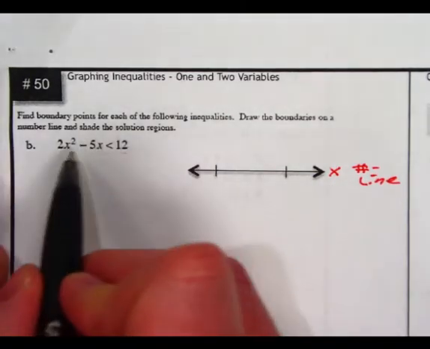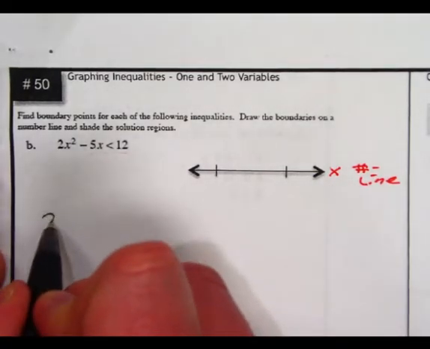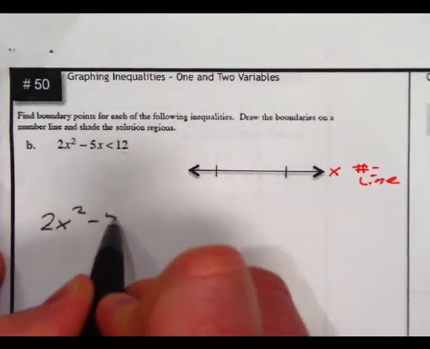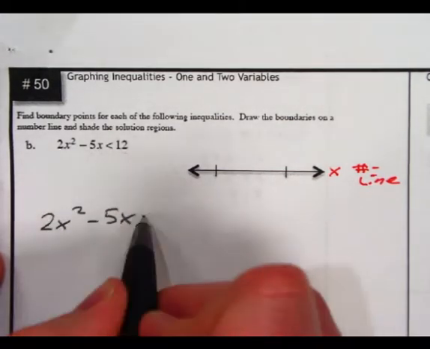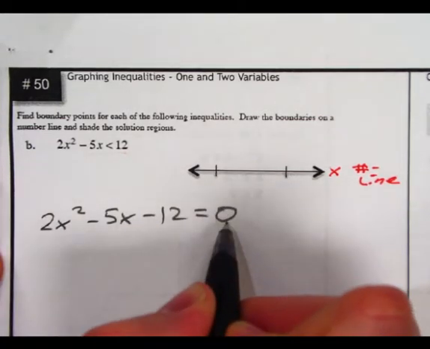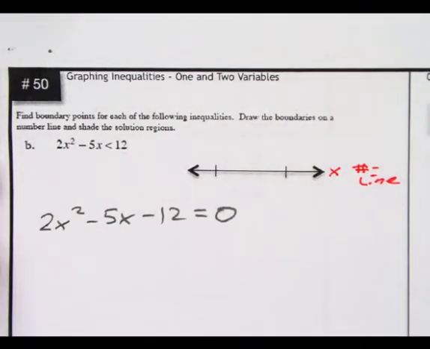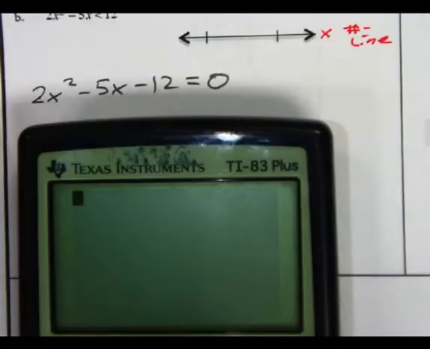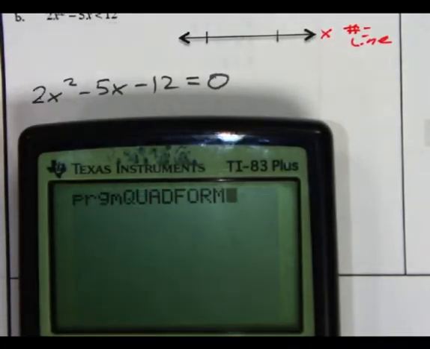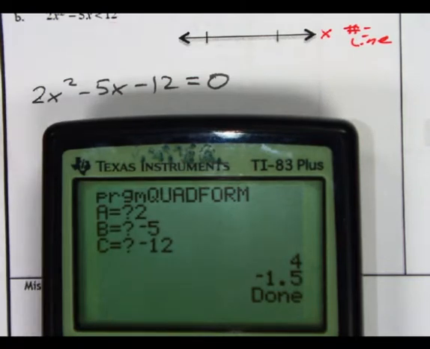When I look at this, what I would do is think about the equivalent equation of 2x squared minus 5x, and then if I bring this 12 over, I'd have minus 12, and I pretend that it equals 0, because as soon as we have things that equal 0, we get to use the quadratic formula. So I would go over to my calculator and run the program quad form, using the 2, the negative 5, and the negative 12, and bam, I've got the answer of 4 and negative 1.5. Those are my boundary points because the quadratic formula finds the x-intercepts for us. So this would hit the x-axis at 4 and negative 1.5.